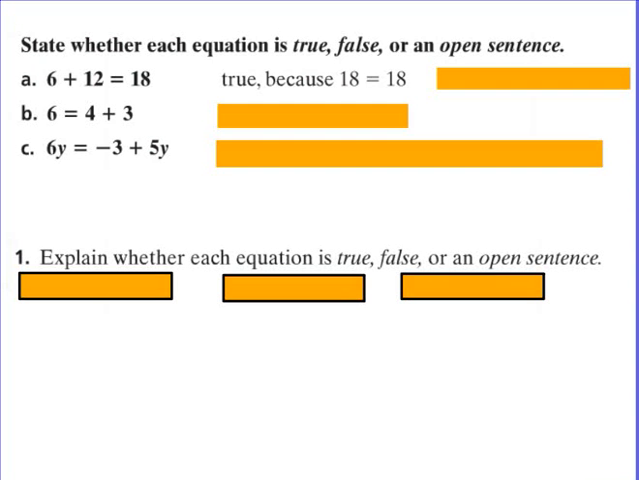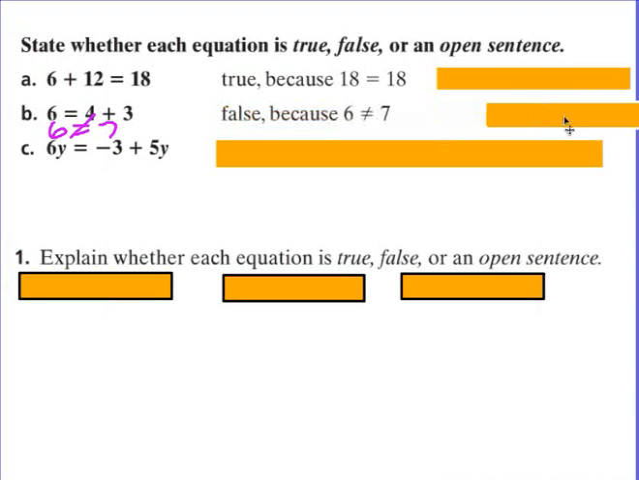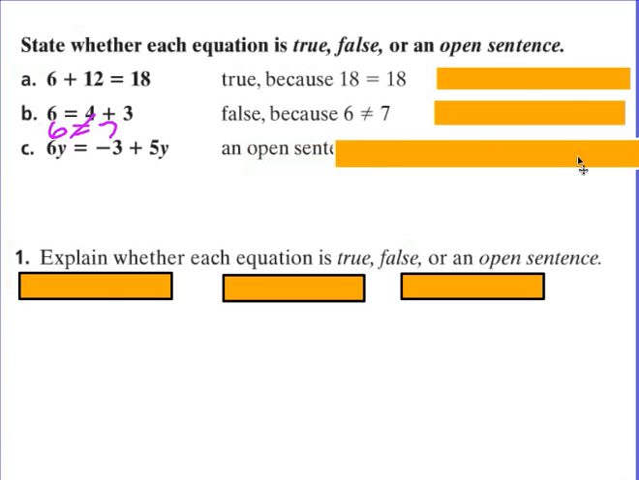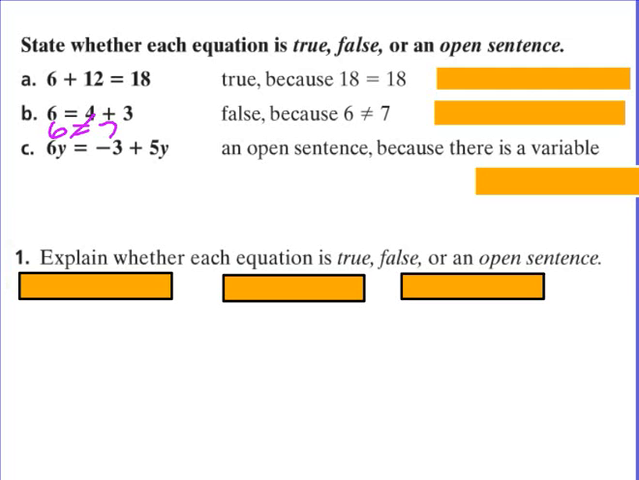B, 6 equals 4 plus 3. 4 plus 3 is 7. 6 does not equal 7, so I would say that that is a false statement. C, 6y equals negative 3 plus 5y. At this point, we don't know what y is or how to solve this, so we would say that this is an open sentence because there is a variable.